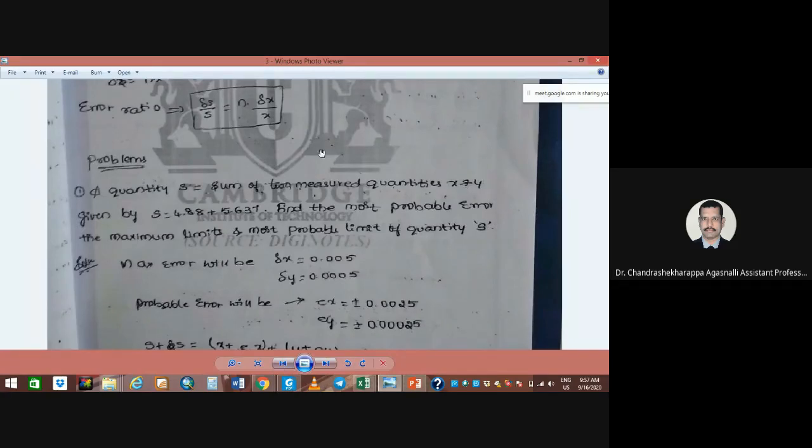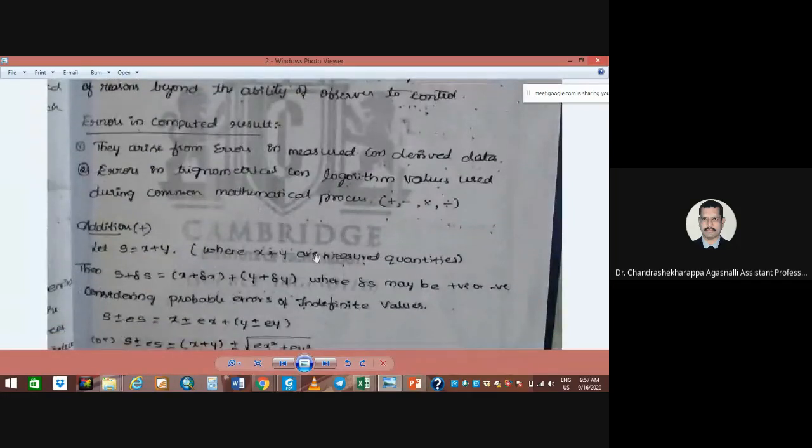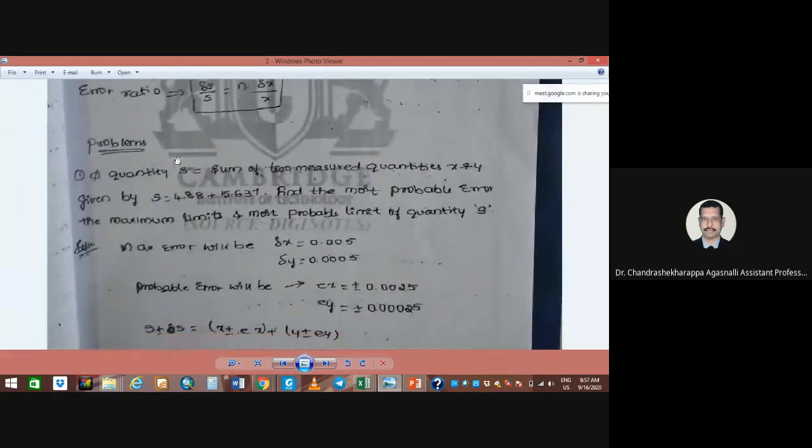As I told you in the first case, when you derive the equations, X and Y are the measured quantities. So here, let's see this. The quantity S is equal to the sum of the two measured quantities X and Y, given by S equals 4.88 plus 5.637. All of you need to identify that. Find out the most probable error, the maximum limits, and the most probable limit of quantity S.